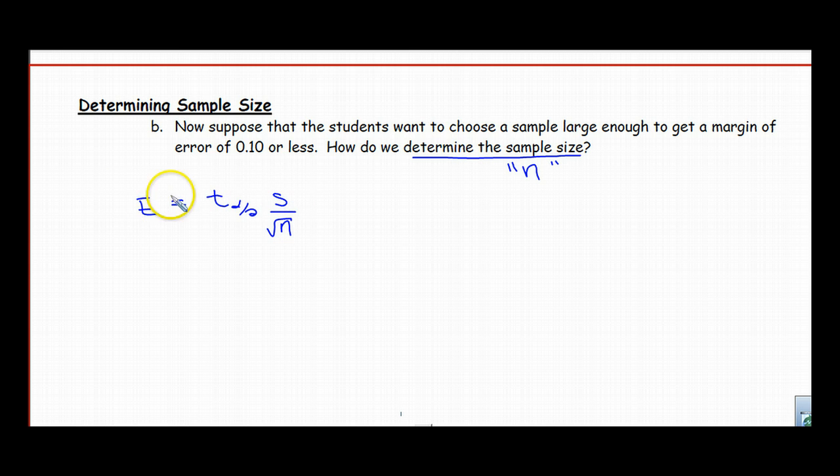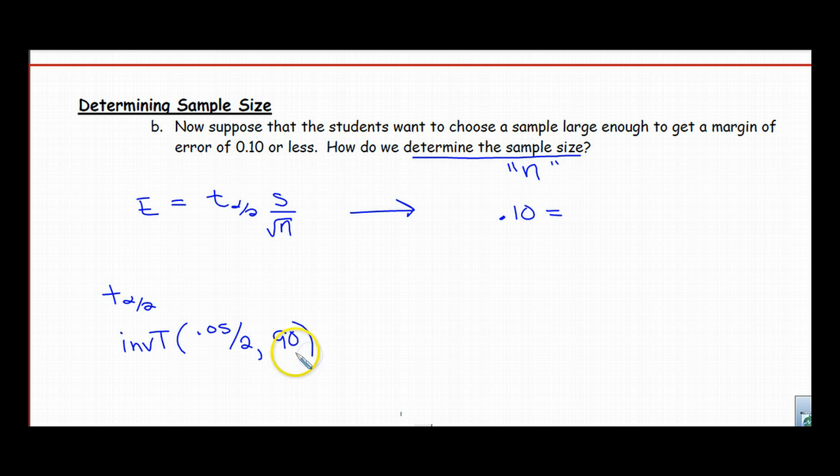But let's go ahead and plug in the stuff that we do know. My error is 0.10. My t alpha over 2, let's go ahead and do that off to the side. I'm going to be doing an inverse t of my alpha, which is 0.05 over 2, because I'm assuming it's a 95% confidence interval, comma my degrees of freedom, which is 90. Now we're using this because that's what we had up there, and I got negative 1.987.